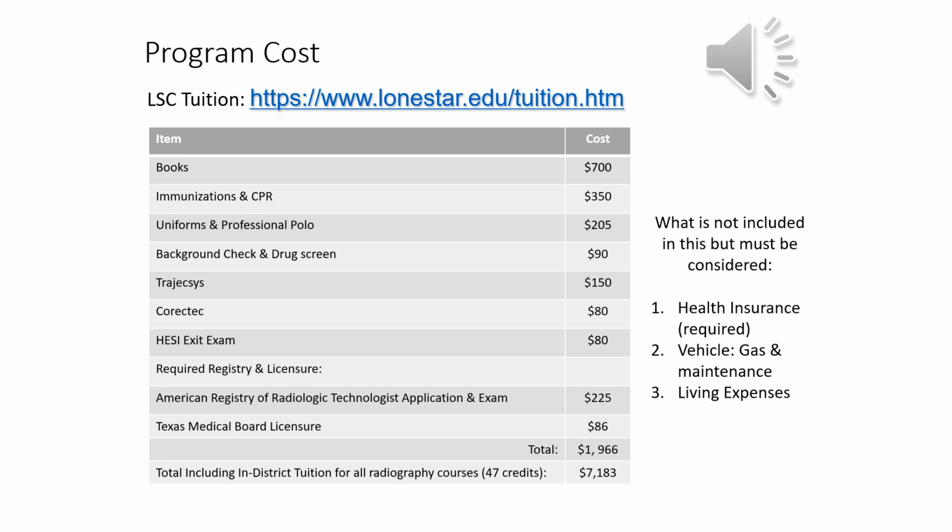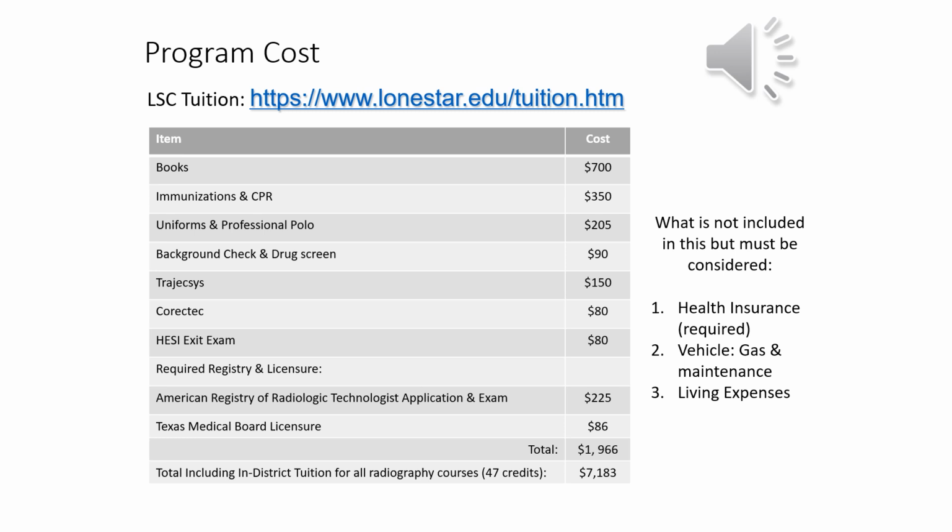The next thing to consider when you're looking to get into a program is obviously how much is it going to cost. So here's a breakdown for you to look at. I'd like to mention that there is a link I've provided here that takes you to the Lone Star's tuition page so you can see how much each credit would be if you are in district or an out of district student. There are several items on here. Some of them might be more obvious than others.